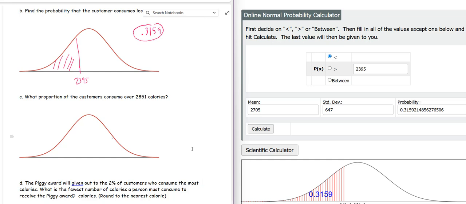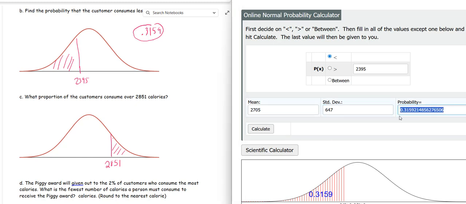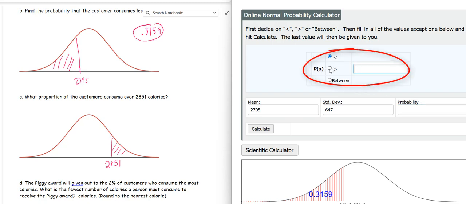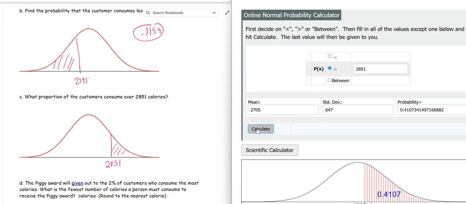What proportion of the customers consume over 2,851 calories? So the proportion of customers that consume that many calories is going to be found on our graph here by computing the area to the right of 2,851. So again, we go over to our calculator and we clear out the old entries. We click greater than, and we put in 2,851. Calculate, and we get 0.4107.